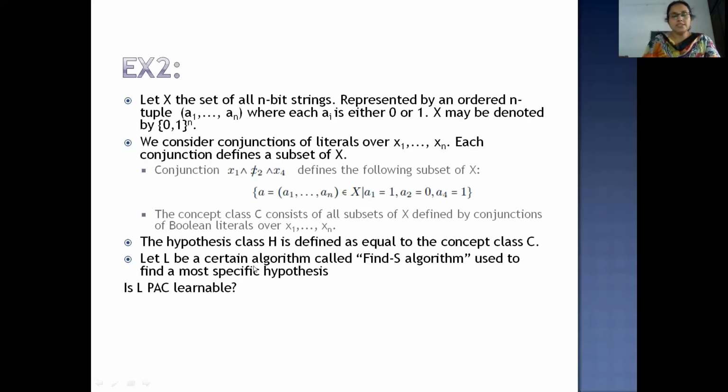Let L be some algorithm. Okay, we are not interested. Find S algorithm ഒരു പേര് കൊടുത്തെന്നുള്ളതേ ഉള്ളൂ. We don't care. എന്തെങ്കിലും algorithm ആയിക്കോട്ടെ, L ആണ് learner. It is used to find a most specific hypothesis. ഏറ്റവും സ്പെസിഫിക് ആയിട്ടുള്ള ഹൈപ്പോത്തസിസ് കണ്ടാൽ മീൻസ് H. Okay, most specific hypothesis എന്താന്ന് നേരത്തെ പറഞ്ഞിട്ടുള്ളതാണ്.